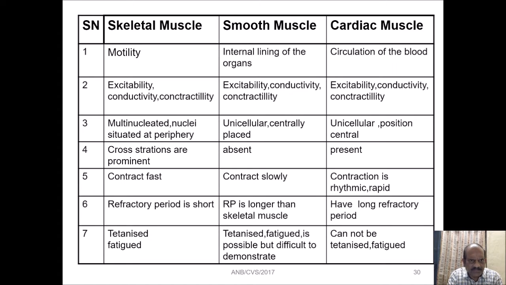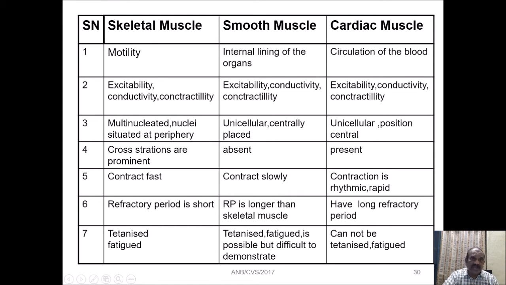The second important thing is the property of contractility. We have seen that skeletal muscle can generate a rapid force of contraction as compared to the remaining two muscles. Smooth muscle produces sustained contraction, and it contracts very slowly. As compared to the nature of contraction in these two muscles, the property of cardiac muscle is very unique. The contraction is rhythmic and rapid.